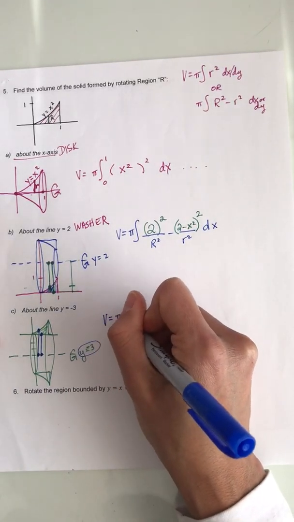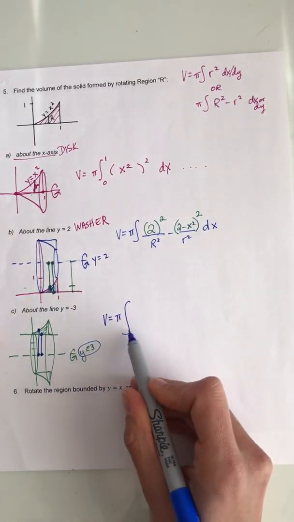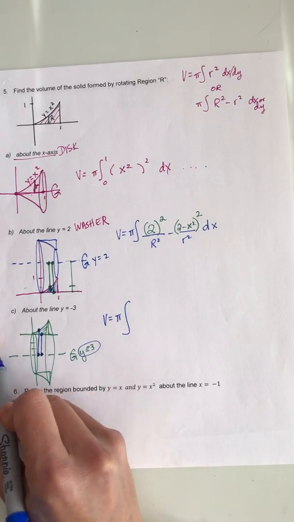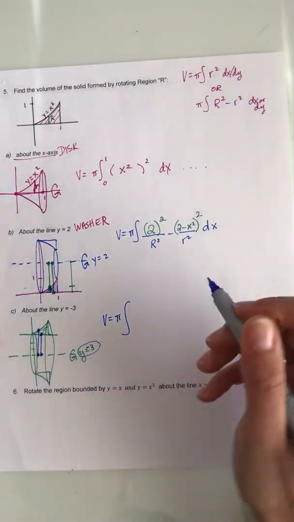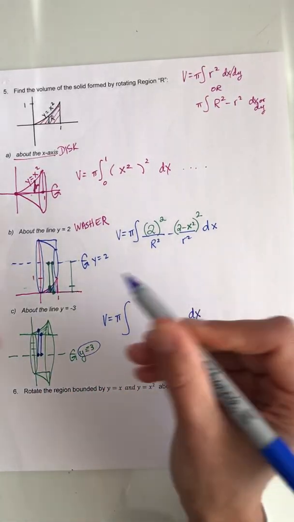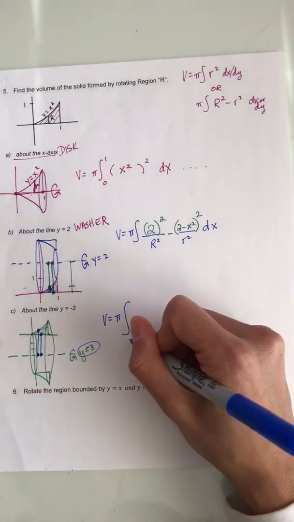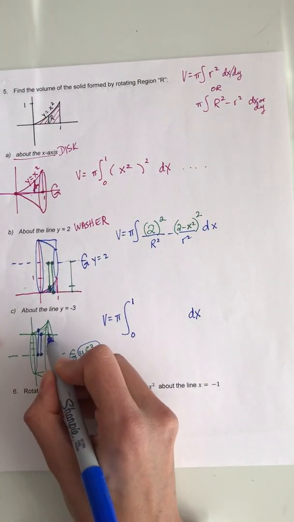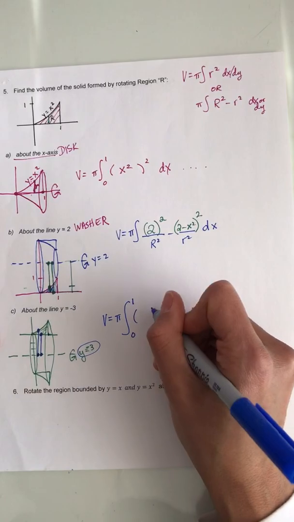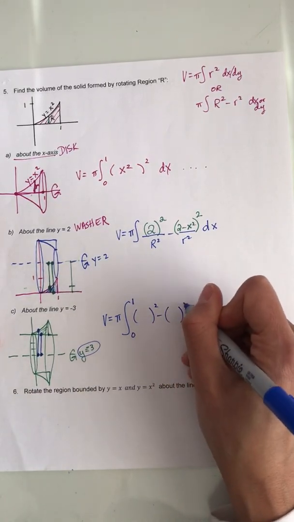Volume is going to be pi. Now, is this a dx or a dy problem? Look at the axis of rotation. It looks like the x-axis, so dx. We're going to go 0 to 1 because those are the bounds in the x direction. Okay, now we need outer radius squared minus inner radius squared.